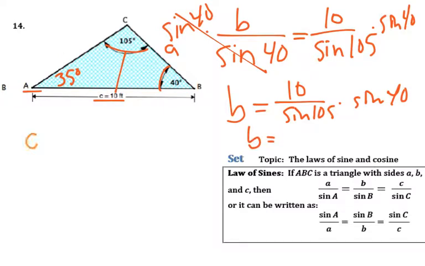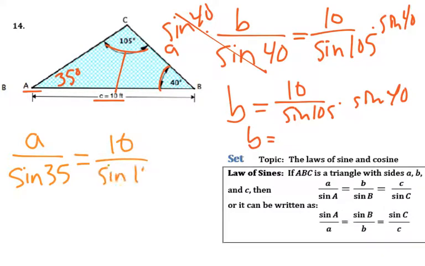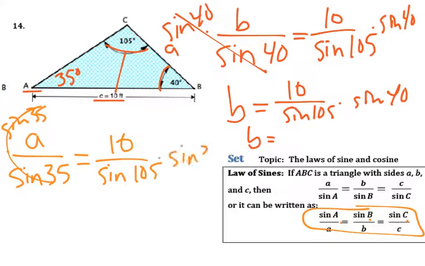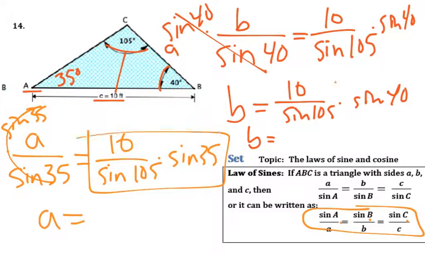For a, same idea. I want to find a. I know that angle A is 35 degrees. It's equal to, we also know C, so we set it up using C. I don't set up with all three pieces, I only pick two of the three. Then I multiply by the sine of 35, so those cancel. We get times the sine of 35, so a equals that whole piece. And notice how similar it is to both ones. So that's what I do.